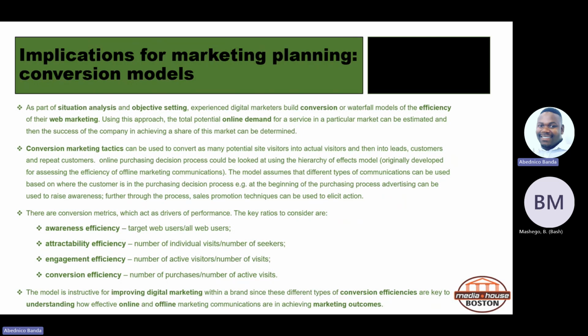The first one, you need to make sure that your digital assets, be it your email, be it your website, are not there for cosmetic use. They are there to raise awareness. They can target web users, they can target all users through awareness to know what the business is all about. So it has to be information rich. Then they must also be able to attract as many customers as possible.